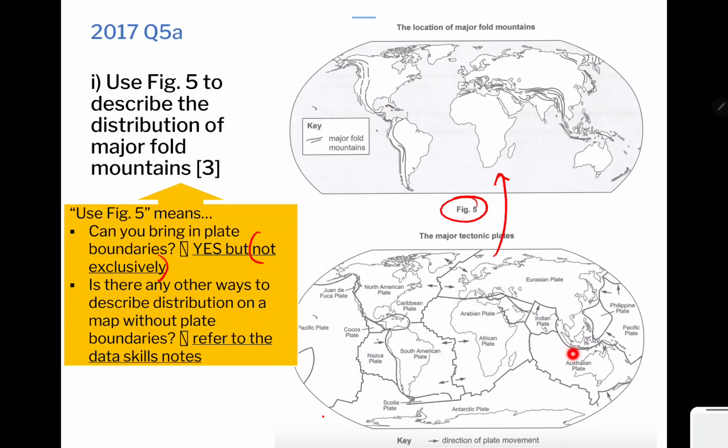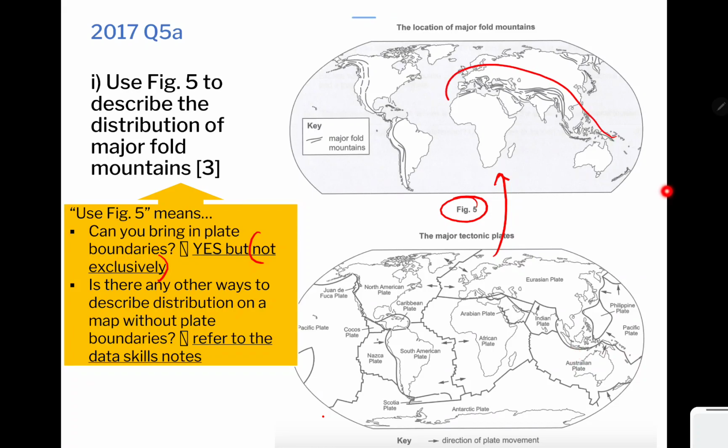I shared this once before. Geography paper, geography questions, the marking is super pedantic. They look at every single word of the question to determine whether you can get or cannot get the mark. So how do you describe the distribution of fold mountains without the use of plate boundary? You learned this before. You see the world map, you can already see continents. You can already see north, south, east, west. So what are the main patterns you can see?